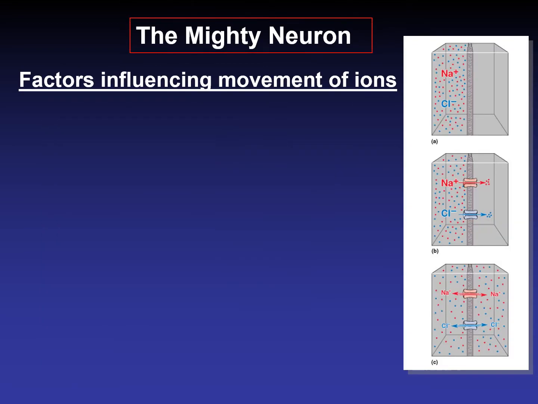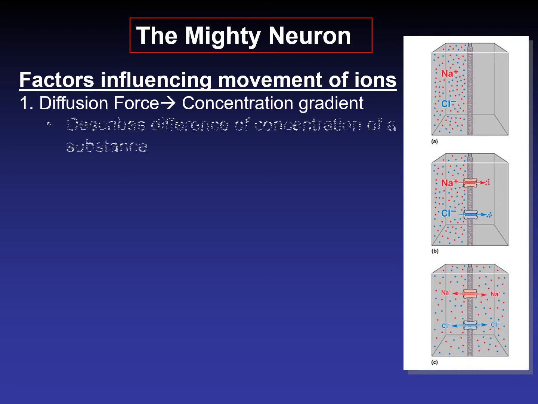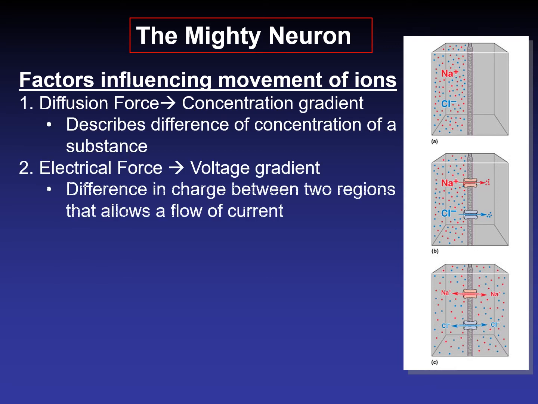Okay, we've discussed the 4 different types of ions, and we've discussed ion channels and the fact that these ions move through these ion channels. But why do they move through the ion channels? Well, they do so because of 2 factors that influence the movement of these ions. There's the diffusion force and the electrical force.